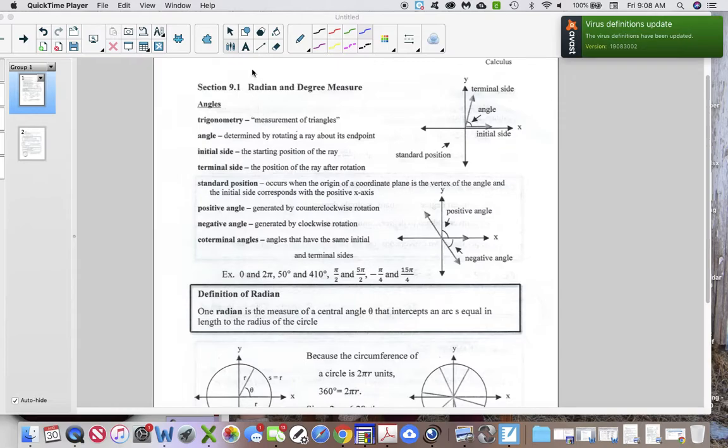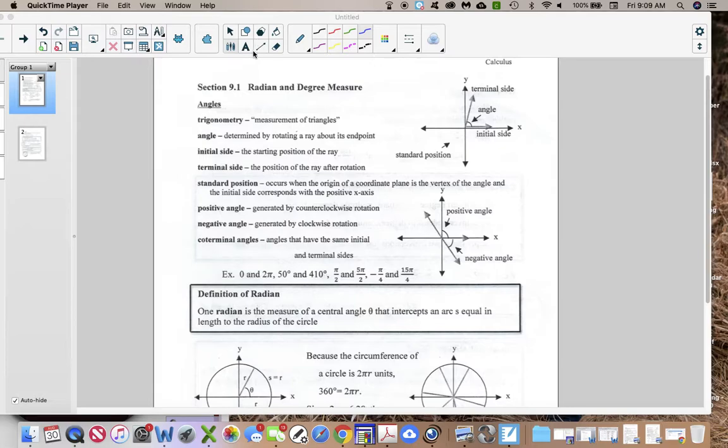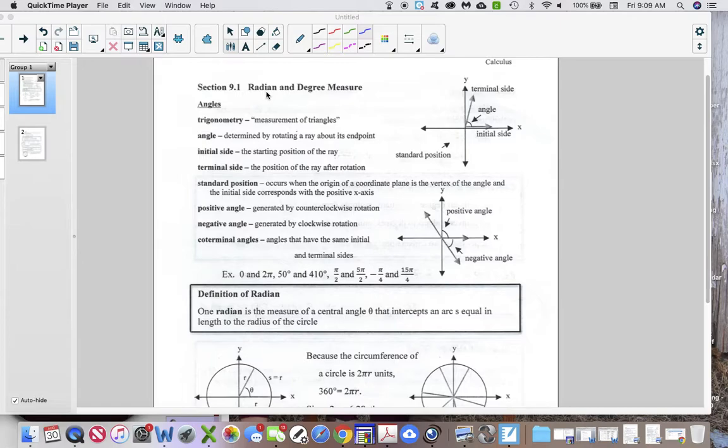Chapter 9, all about trig. 9-1 starts with radian and degree measure. So we have degrees. We know what degrees are. A full circle is 360 degrees, half a circle is 180 degrees, 90 degrees is a right angle. But then what is the equivalent of that in radians, which is the other measurement that we use in trig a lot? Okay, so they start us off by just giving us some vocabulary.